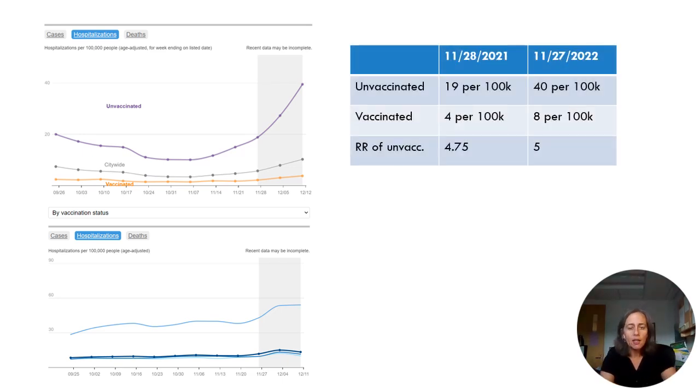So here's the data. I picked these dates here, right? So they're basically a year apart. Obviously, they're each going into a wave of COVID. And so in 2021, as you can see, the unvaccinated, I tried to read the graph as best I could, approximately 19 per 100,000 were hospitalized and vaccinated 4. So the relative risk was 4.75.